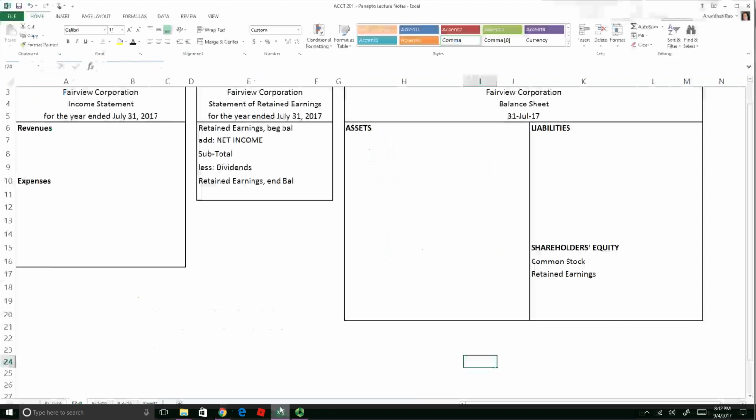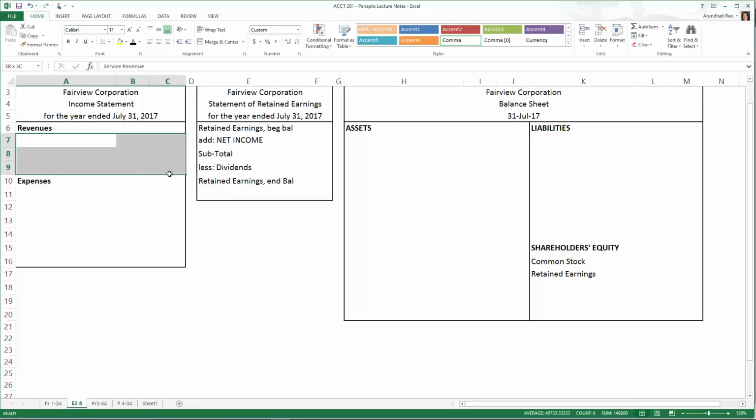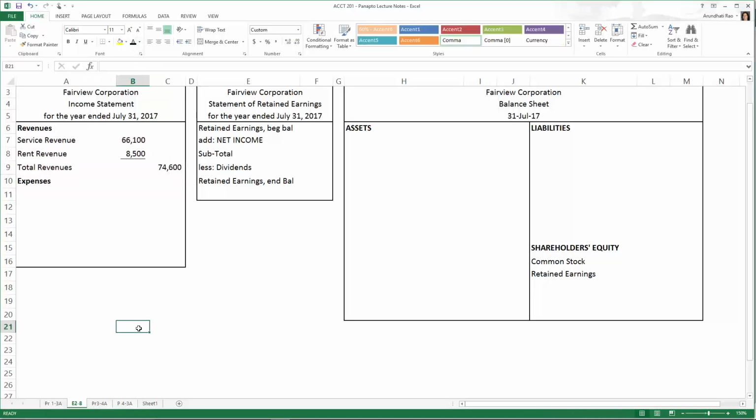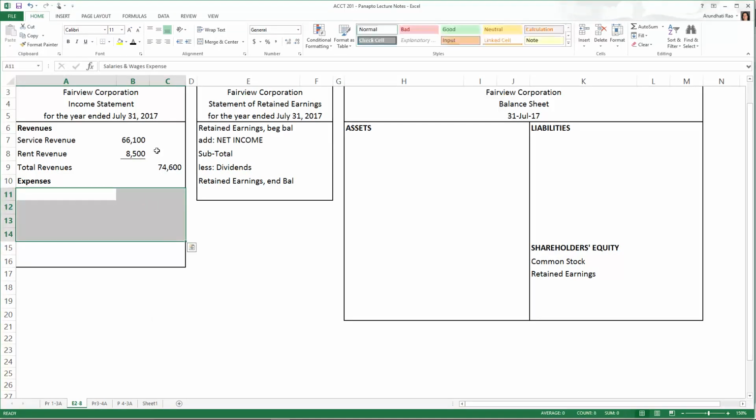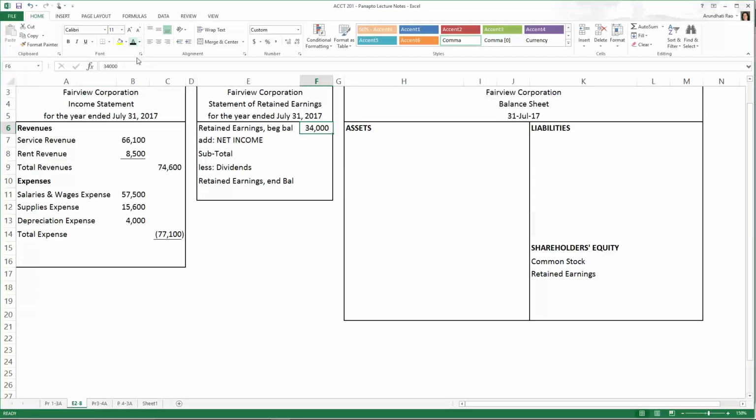So let me go back to my financial statements. I had two revenues. I will list out my two revenues in the inside column, and I'll list out the total in the outside column. My expenses are going to be listed in the inside column. I have three expenses, and I will list the total expense in the outside column. My retained earnings beginning balance was given to me. I was told that dividends of 4,000 were paid out.